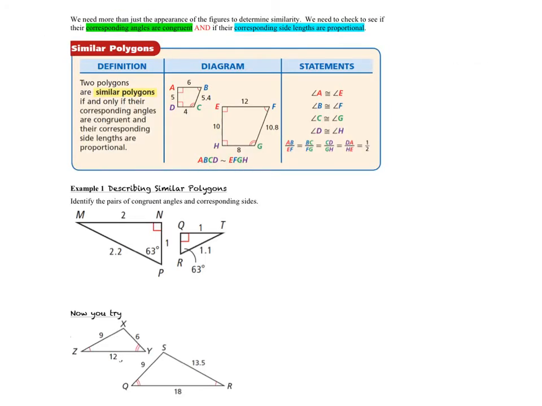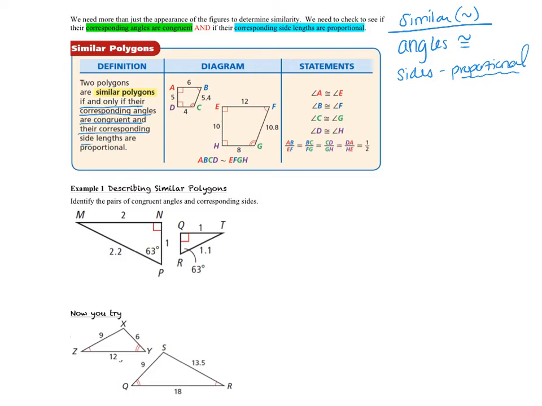In order to see if something is similar, which remember only has the top of a congruent symbol, the angles must be congruent and the sides must be proportional. Before we needed angles and sides congruent. Now we need angles congruent, sides proportional. Proportional and similar go hand in hand. Two polygons are similar polygons if and only if their corresponding angles are congruent and their corresponding side lengths are proportional. So let's see what that means.